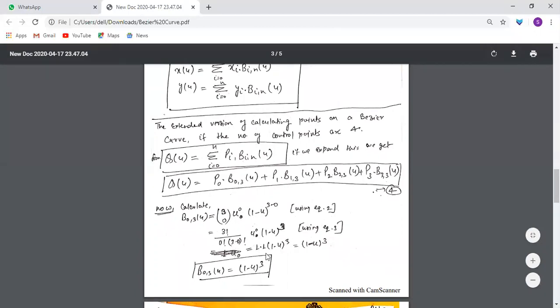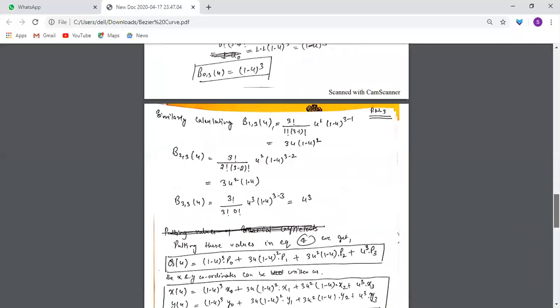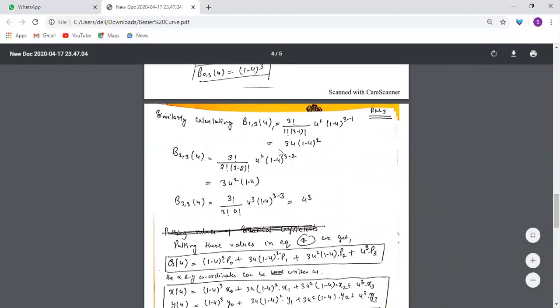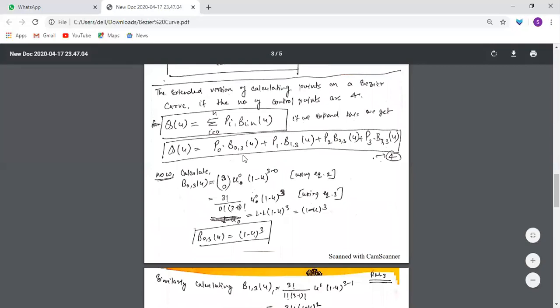If you solve this, I have solved it here, you'll get b0,3 as 1 minus u to the power 3. Similarly, in the same equation 2, if we put b1,3, we will get 3u multiplied by 1 minus u whole square. Similarly, we can solve it for b2,3 and b3,3. I have solved it completely, you can go through this. Now, putting these values in equation 4, the equation for this one, we have calculated the values of these terms, so we'll replace these values.